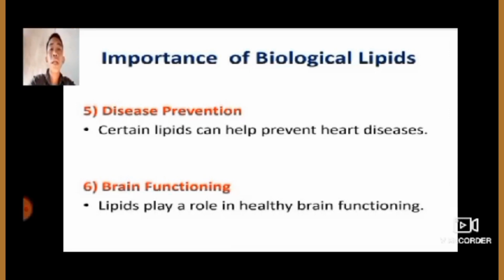Certain types of lipids, such as omega-3 fatty acids, have been linked to cognitive function and overall brain health. Therefore, including healthy fats in the diet can support brain functioning.